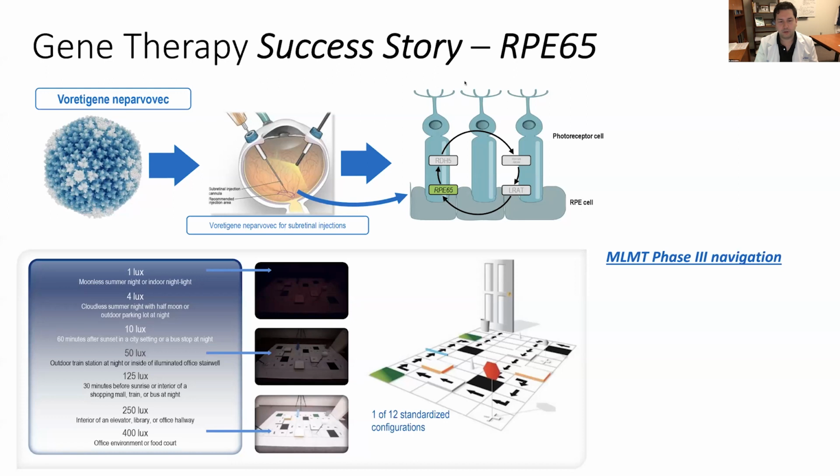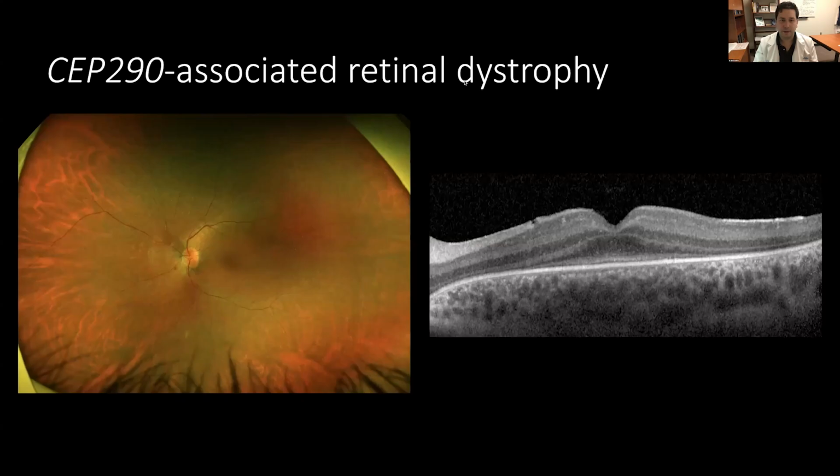And these patients show dramatic improvements in multiluminance mobility testing, essentially a visual obstacle course at dim levels of illumination where they would have had significant difficulty navigating and avoiding obstacles before treatment.